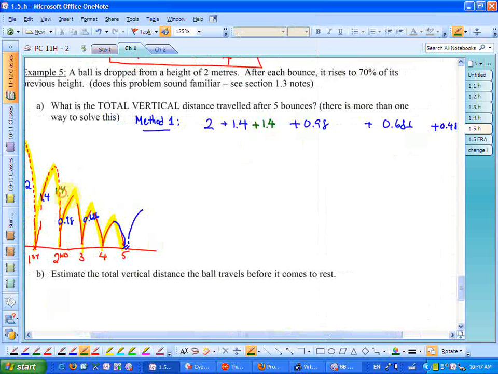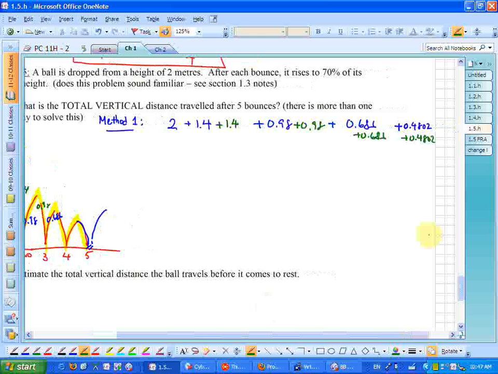I want you to double the 0.98 because there's up and down. And there's 0.686 that I want you to double because there's up and down. And there's also the 0.4802 that I want you to double because there's up and down. Okay, this is your sequence that you want to add together. Have fun. How can we do this? Now I will show you 2 different ways. I know you can do it by calculator and punching it in, but if I change this to like 50 bounces, you'll be here for a long, long time. Good luck. So what can we do here to help you out?